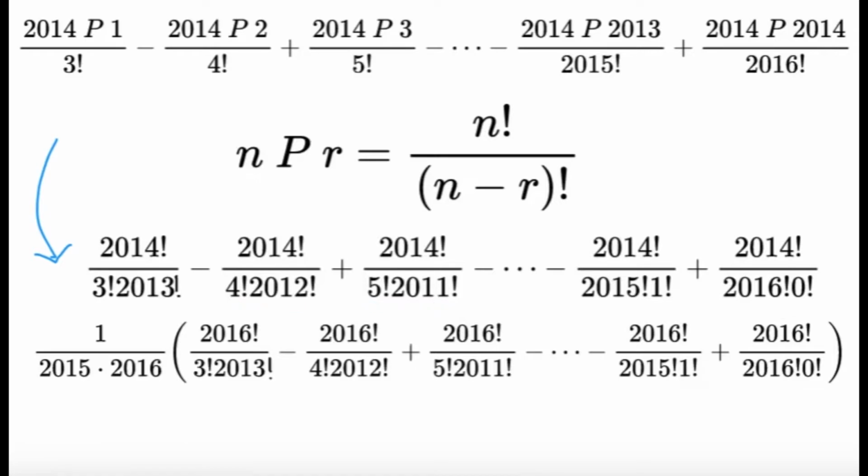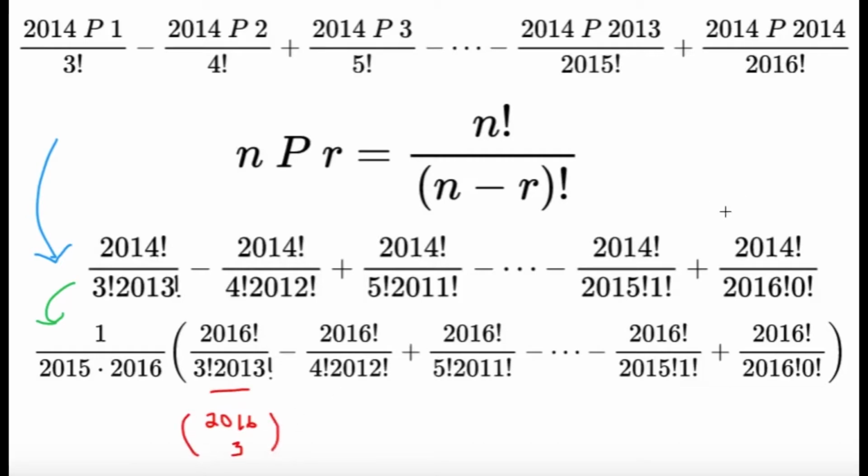So I tried to manipulate this expression a little bit, and you will see the motivation behind it clearly. I decided to make all of the numerators equal to 2016 factorial. As you can see here, I made it 2016 factorial for each expression, and just to make this expression equal to this expression, I have to multiply by 1 over 2015 times 2016, so I don't change the value. Now why did I make it like this? Because this expression is of the form n choose r, the binomial coefficient. In fact, this first expression I can write as 2016 choose 3.